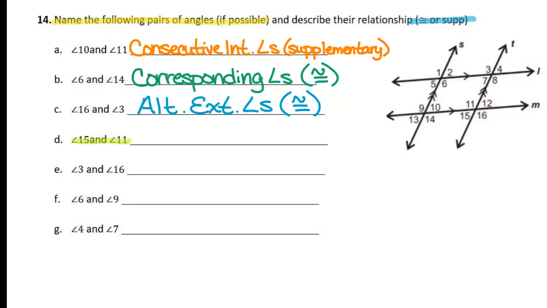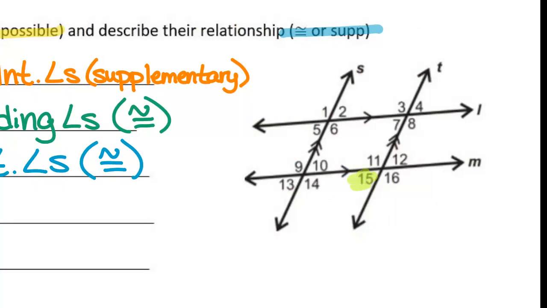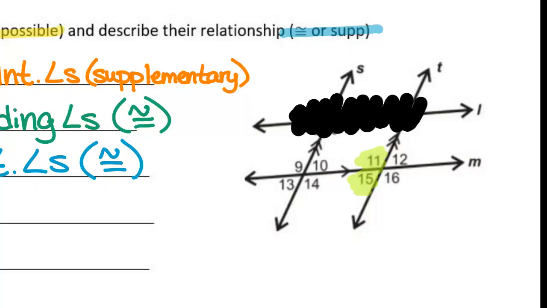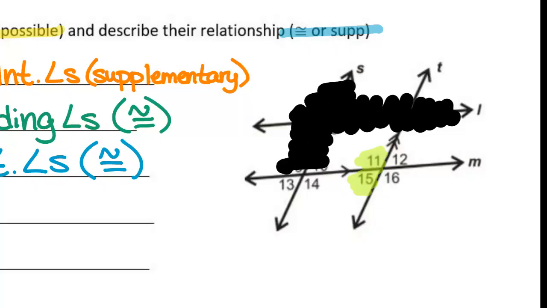All right, angle 15 and angle 11. Here's 15, here's 11. What line do they both touch? They both touch M, so I don't need to look at L. Is that the only line that they both touch? They both touch T also, so I don't need this line either. They both touch 2 of the same lines.